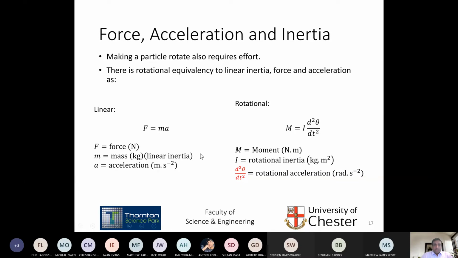Now, the units of force are newtons, whereas the units of moment are newton meters. The unit of mass is kilogram, whereas the unit of rotational inertia is kilogram meter squared. The unit of acceleration is meter per second squared, whereas the unit of rotational acceleration is radian per second squared. Okay, everyone remembers?